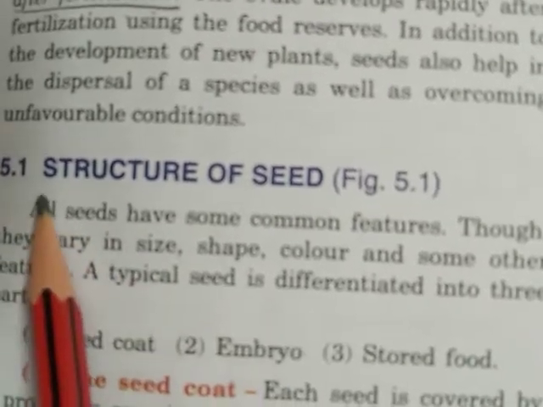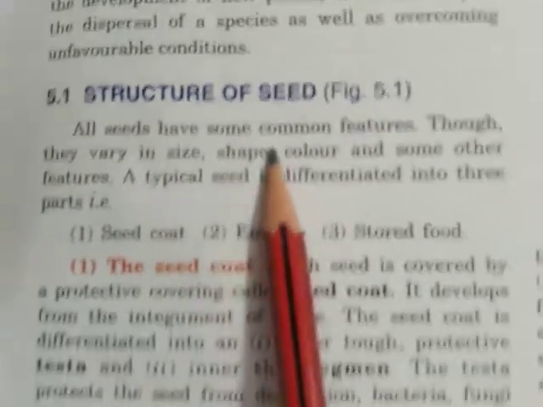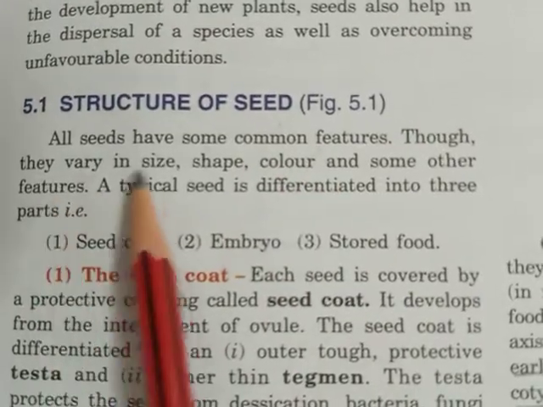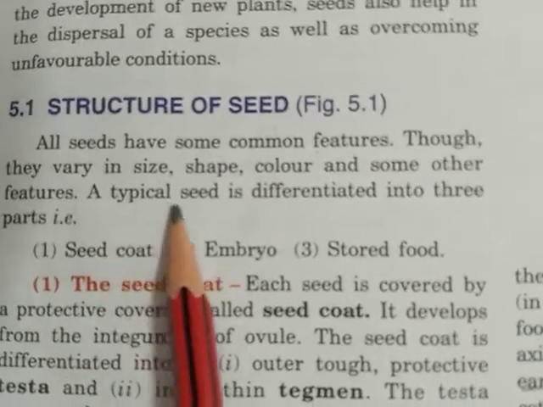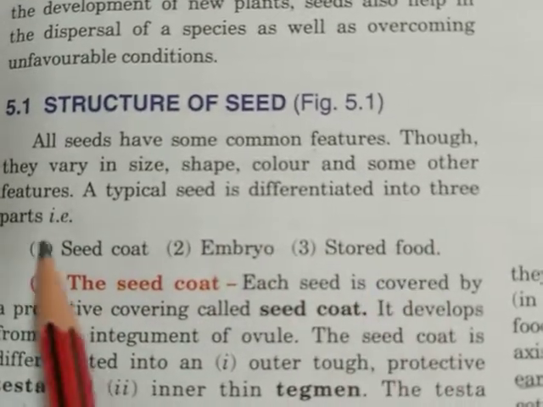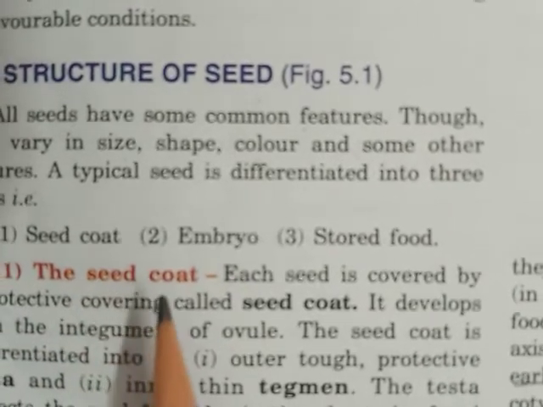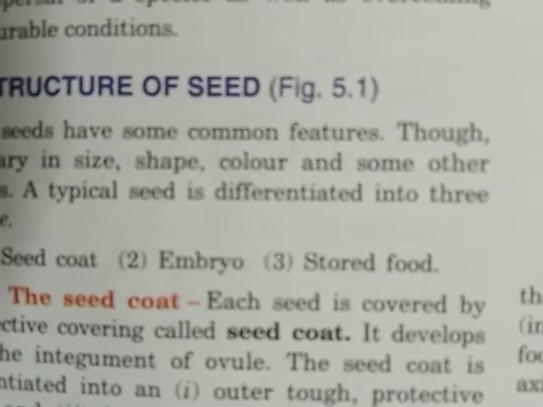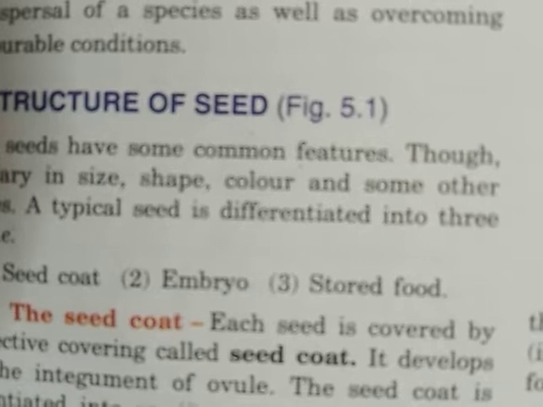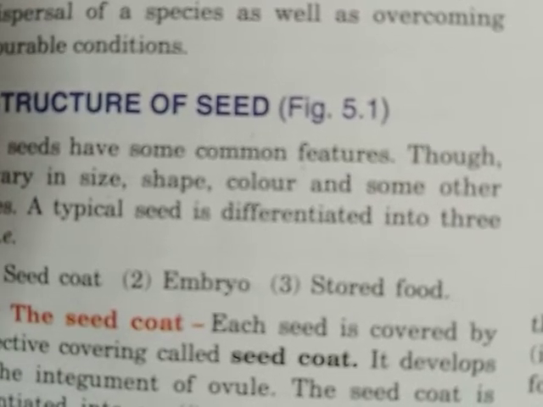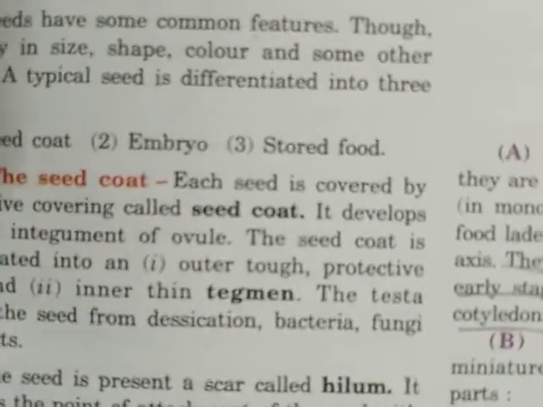Now we will study about the structure of seed. All seeds have common features, though they vary in size, shape, color, and some other features. A typical seed is differentiated into three parts. See, children, seeds are of different shapes, different sizes, and different colors. But all the seeds, whether they are different in their shape, size, or color, have some common features. Now we will see what these features are.